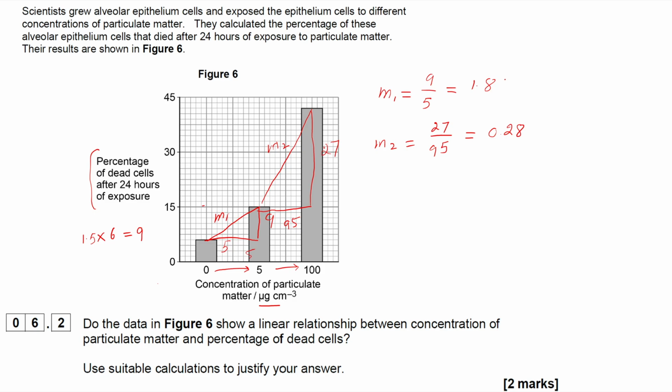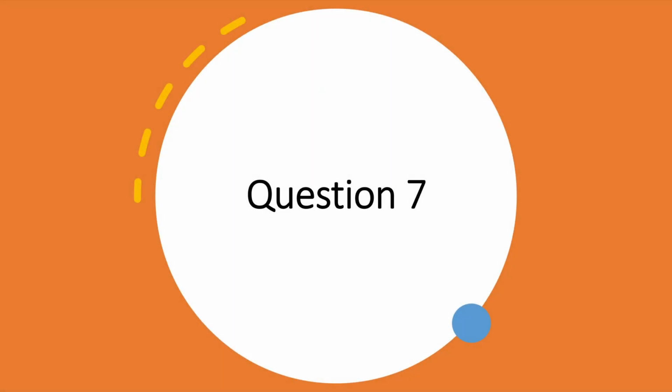Now we can clearly see that both these slopes are not the same. Therefore, we can say that there is no linear relationship between the concentration of the particulate matter and the percentage of the dead cells. Question number 7.